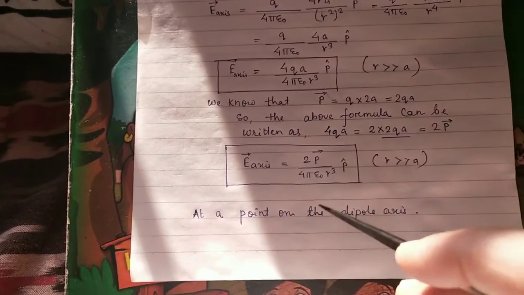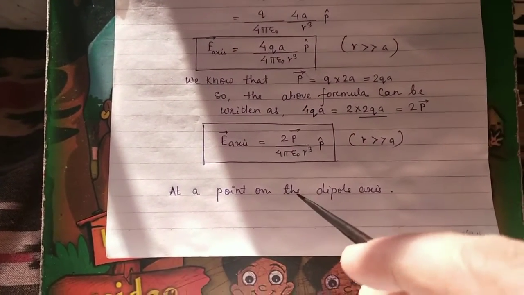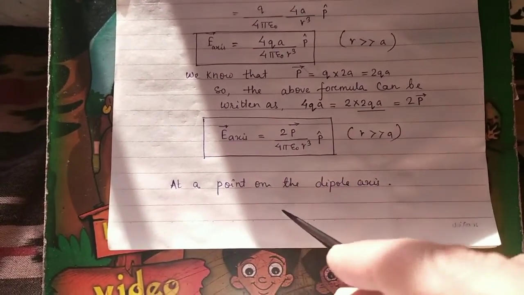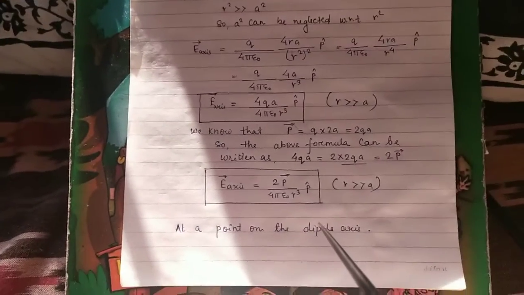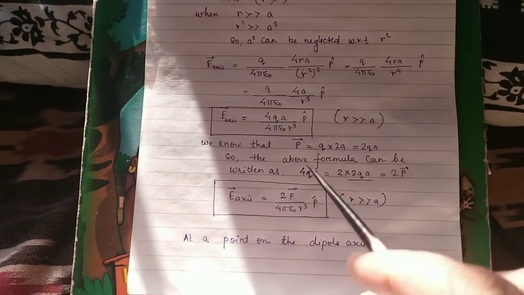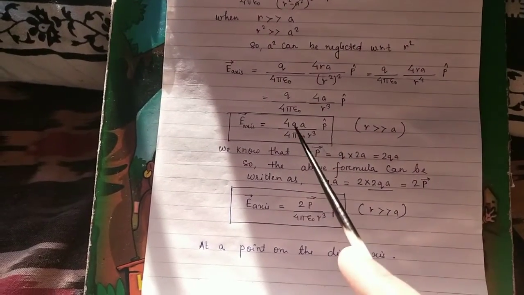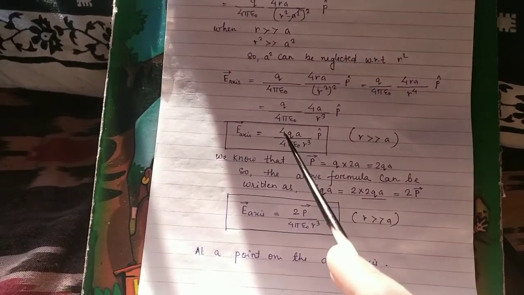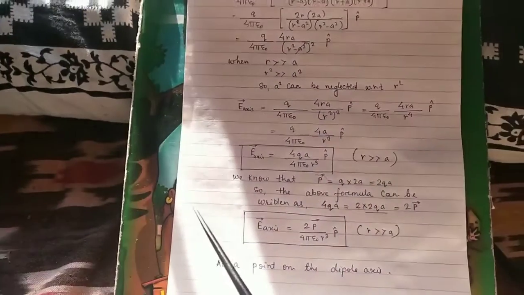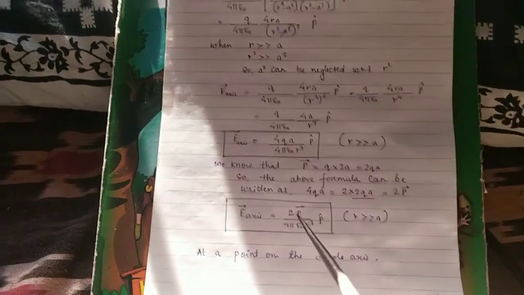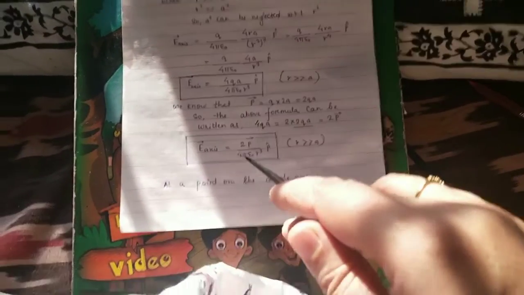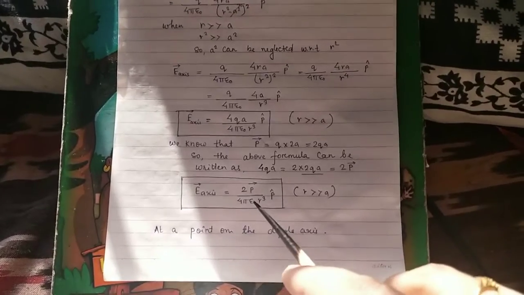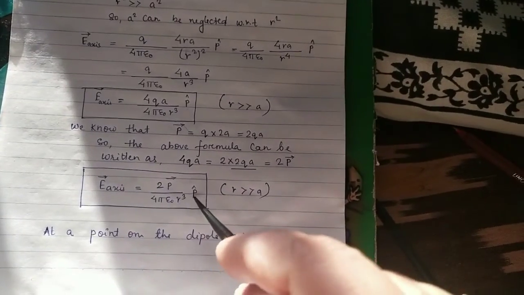So this is the formula for E at an axial point, that is at a point on the dipole axis, and the condition is r is very much greater than a. The formula in terms of q and a is E axis equal to 4qa by 4 pi epsilon naught r cube P cap, and in terms of electric dipole moment it is 2p by 4 pi epsilon naught r cube P cap.